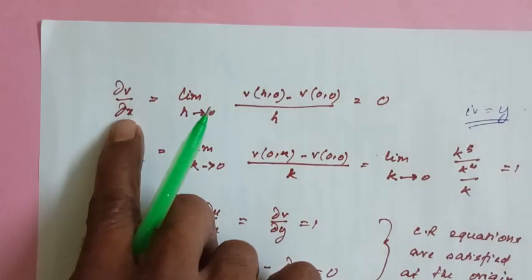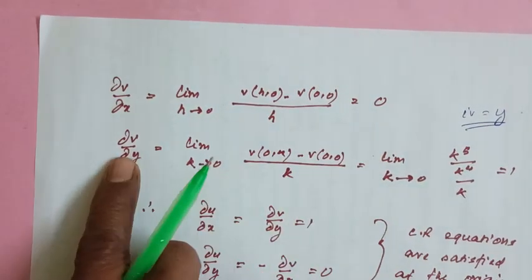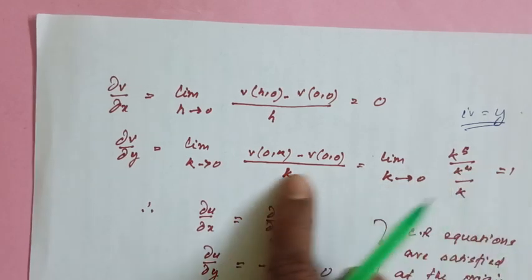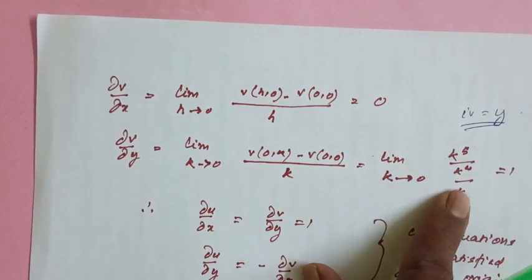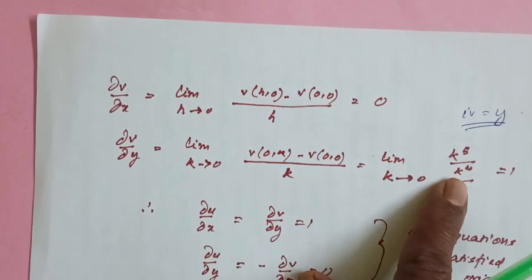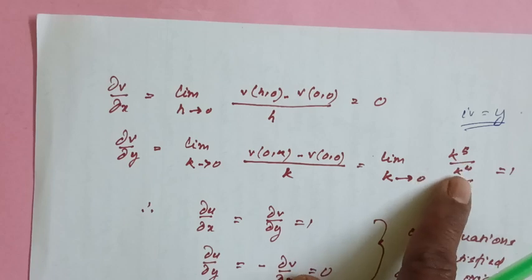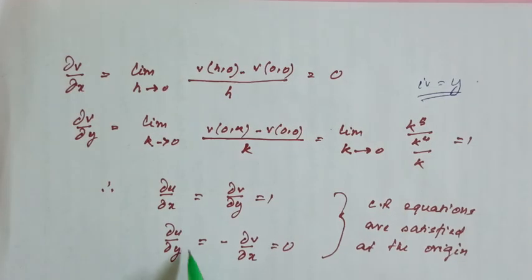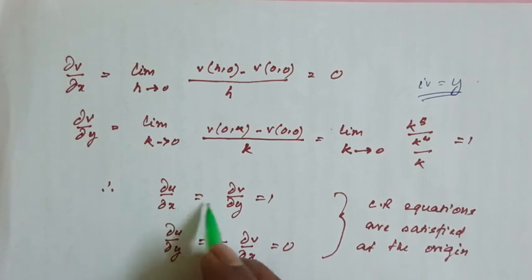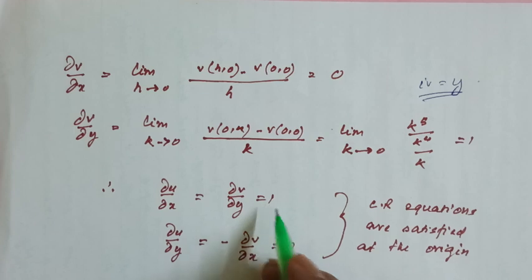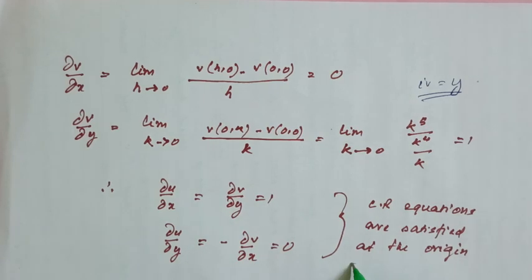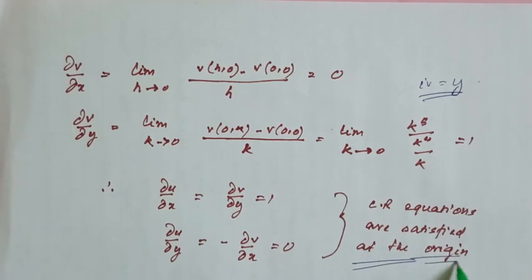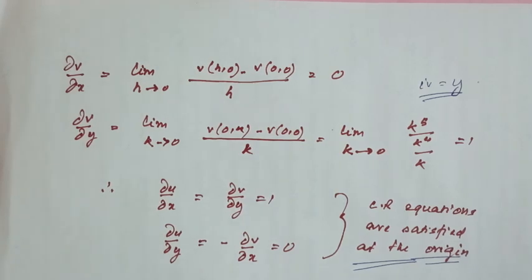Similarly, partial v over partial x is 0. And partial v over partial y is this formula, which is k^4 over k^4 over k, which is simply 1. This is a very clear and simple calculation, and hence we can conclude that partial u over partial x is equal to partial v over partial y is equal to 1, and these are all zeros. So the CR equation is satisfied at the origin. Right, now we find the derivative of the function.